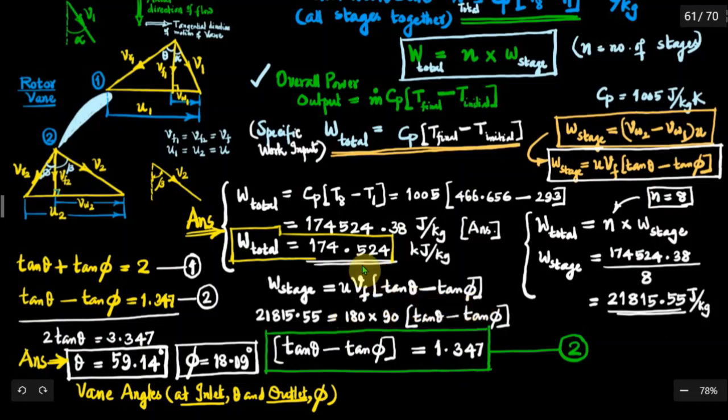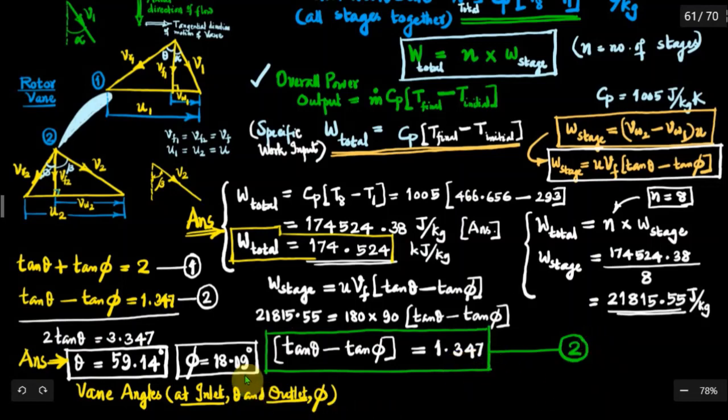U and Vf you know. U is 180 meter per second and Vf is 90 meter per second. So please substitute over here the work done per stage. What is that value? 21,815.55. That is equal to U into Vf into tan theta minus tan phi. So W stage is equal to 180 into 90 into tan theta minus tan phi. So what result do you get? Tan theta minus tan phi is equal to 1.347. So treat it as equation number 2.